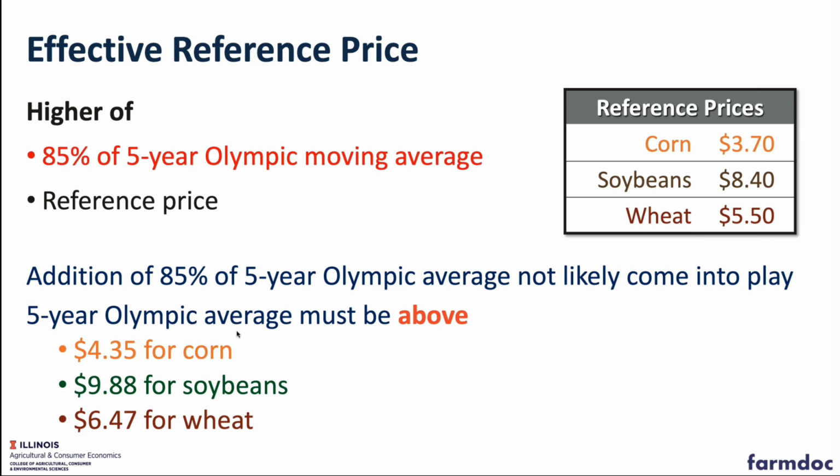PLC has this escalator clause in it, which we mentioned because you always hear about it. It's not going to be effective in 2019 and 2020. Reference prices will be $3.70, $8.40, and $5.50. If we're looking at 85% of the 5-year Olympic average, the effective reference prices would be $4.35 for corn, $9.88 for soybeans, $6.47 for wheat, to be above those.